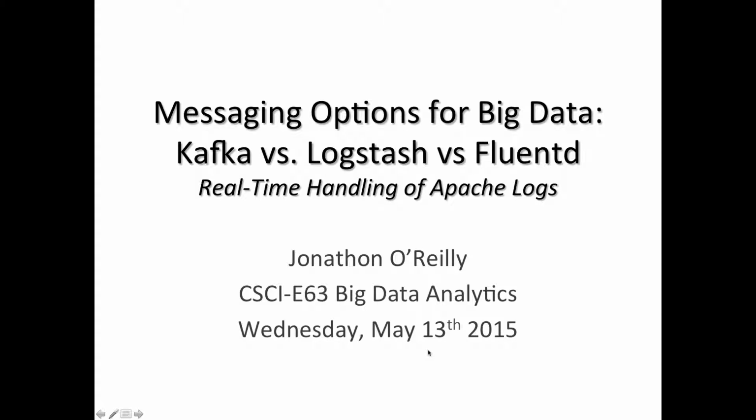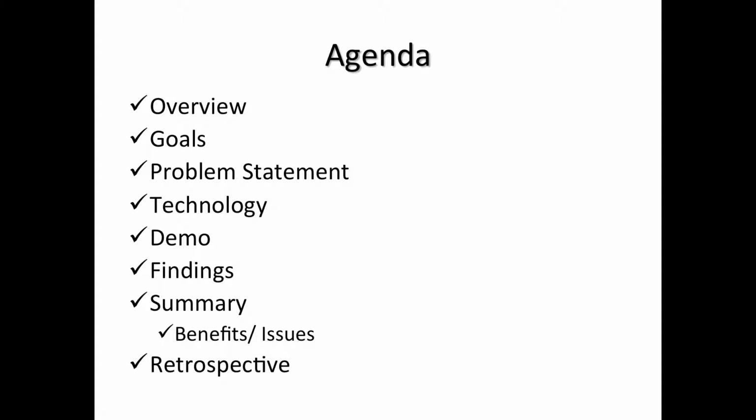Today we're going to be covering messaging options for big data, covering technologies of Kafka, Logstash, and Fluentd, concentrating on real-time handling of Apache logs. After a brief overview of the project, we will go into specific goals, identify problem statements, present background of the three technologies, followed by a demo, findings, summary, complete with benefits and issues, and finally a retrospective analysis.